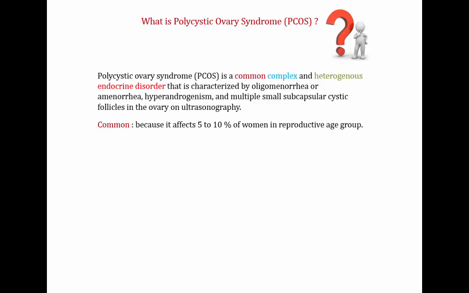It's common because it affects about 5 to 10% of women in the reproductive age group. But this is just an average figure, because the incidence also depends upon many other factors like ethnicity and race. In general, worldwide, most of the papers report that it is 5 to 10% in the population. But as you will see in epidemiology later on, it also depends upon the ethnicity of the population.